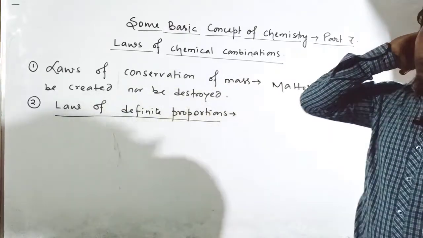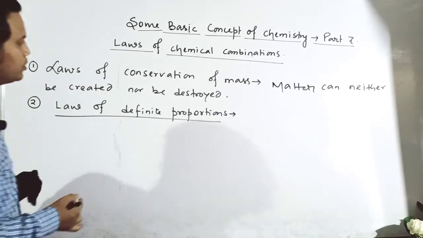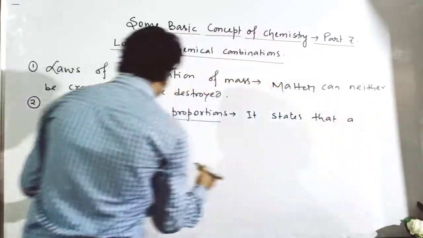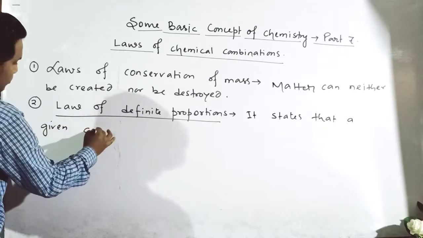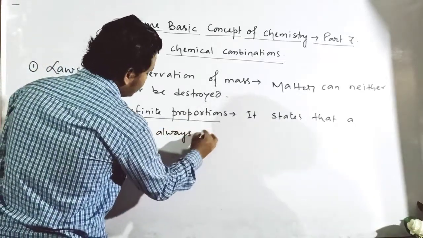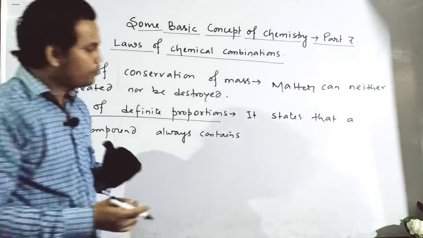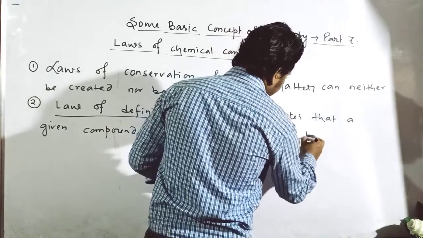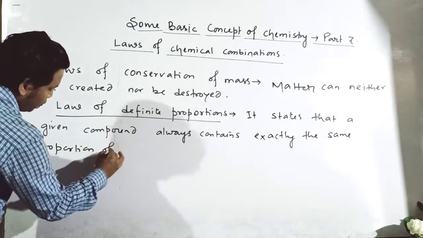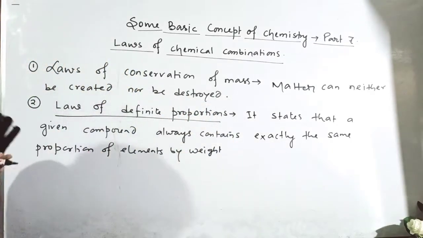Now the second one is the law of definite proportions. First, what is its definition? It states that a given compound always contains exactly the same proportion of elements by weight or by mass. Now, what does it mean? Let us discuss in detail.